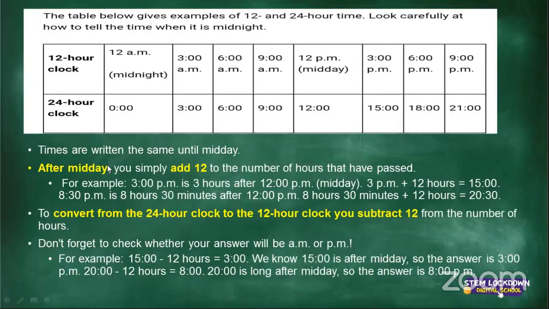This is a table that shows you the differences between a 12-hour clock and a 24-hour clock. 12 a.m., midnight, is called 0 hours, 3 a.m. for a 12-hour clock. In the 24-hour clock, you don't need to put in AM or PM.